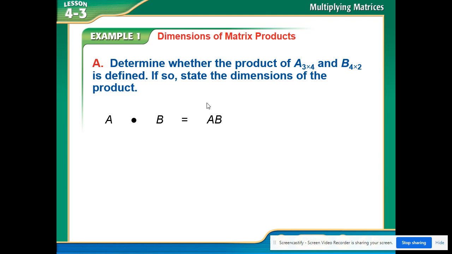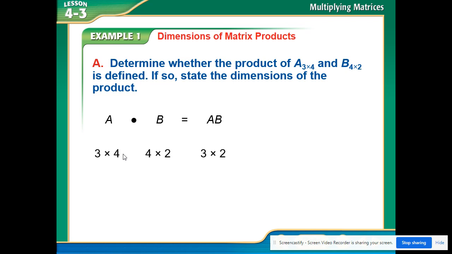All right, so what are we looking at? We're doing A times B, and the answer, of course, will be whatever the combination is. So A is a 3 by 4, and B is a 4 by 2. We want to look at the inside numbers, this 4 and this 4, the columns of the first one with the rows of the second one. Those two must be the same. And in this case, they are. They're both 4.